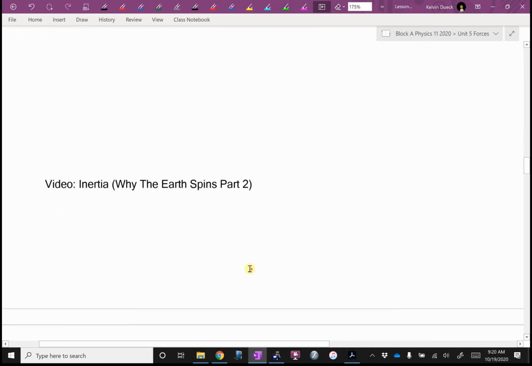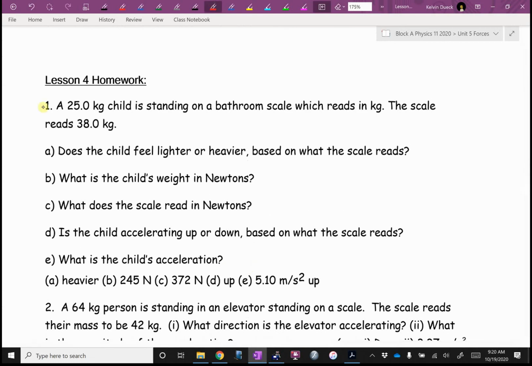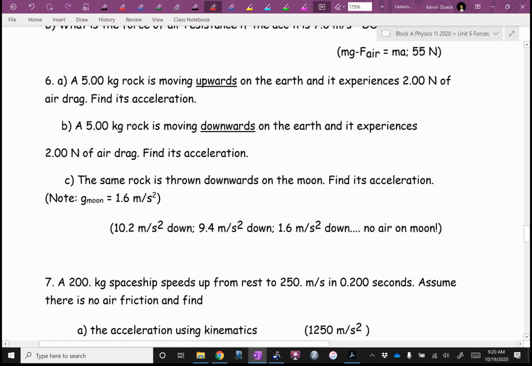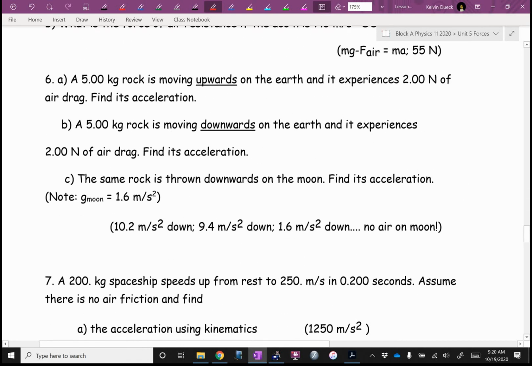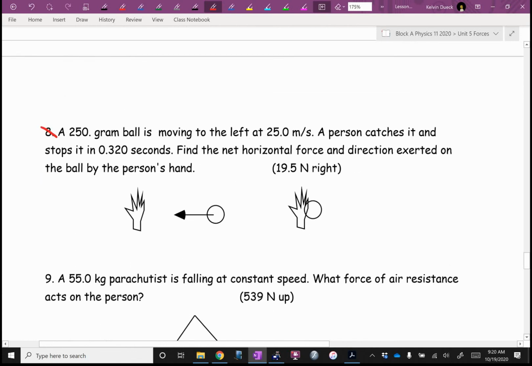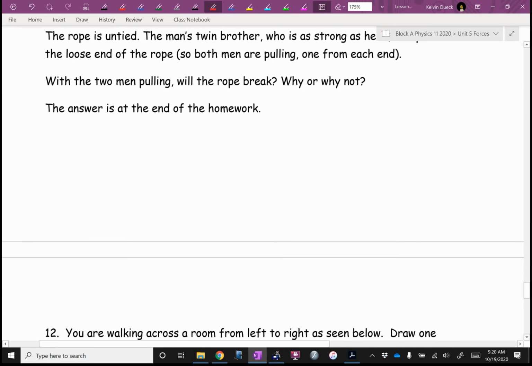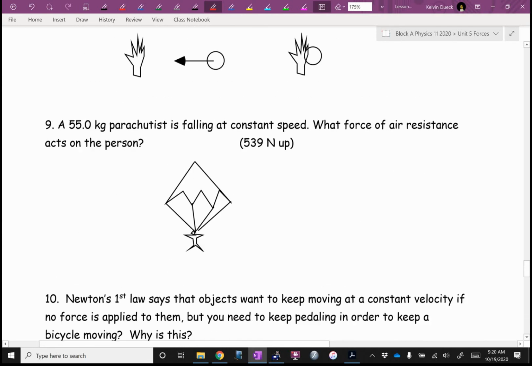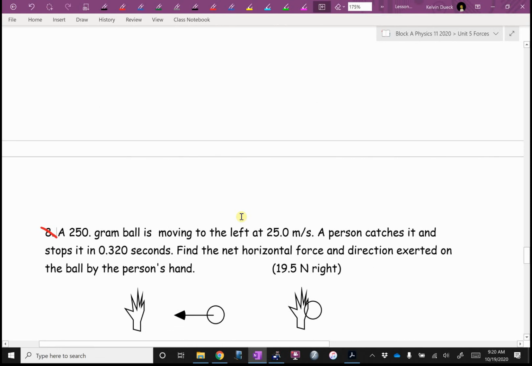What's your homework? Number 1 is good. You know what? I'll tell you what to cross out. You can cross out number 8. And I think that's it. But I'm not doing anything more with this class. I'm going to hit pause, okay? But I have a short video. Put your pencils down.